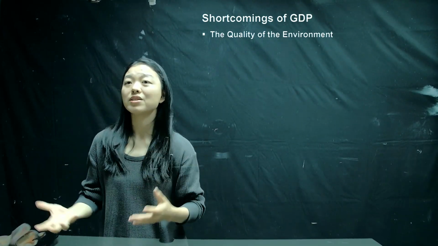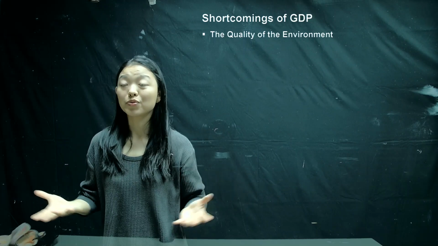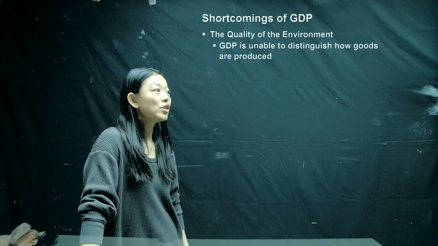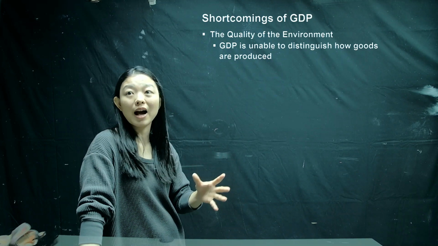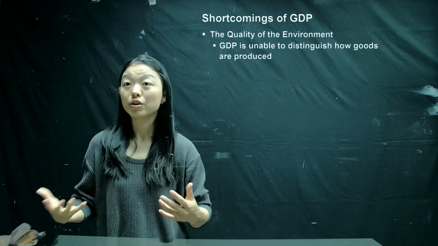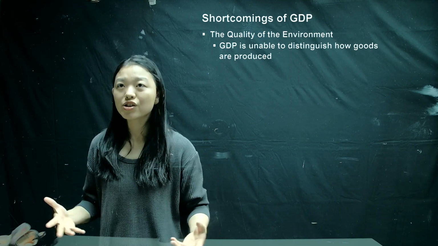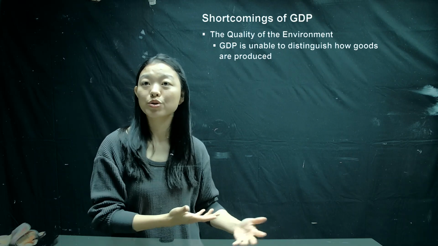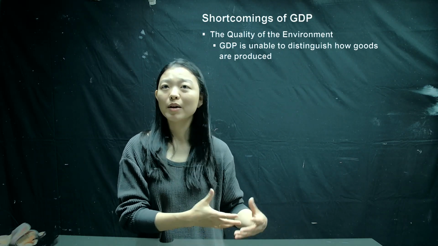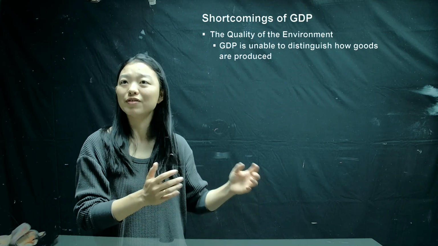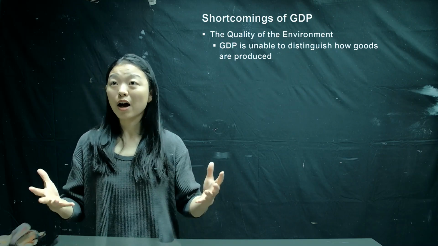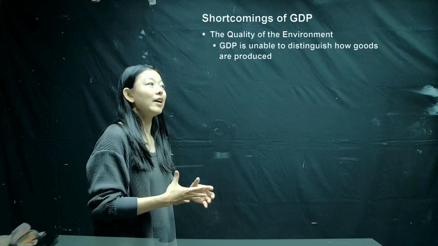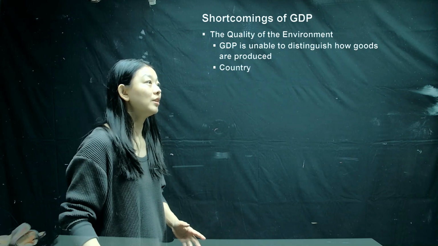And then we just use the price times the output. We don't have any indicators for the quality of environment in our GDP. So GDP is unable to distinguish how goods are produced. For example, in the United States, the goods could be produced in a more energy efficient way, right? But the things produced in developing countries or less developed countries will be more labor intensive or involve more pollution, but GDP doesn't count that part. We just look at price and quantity, right?